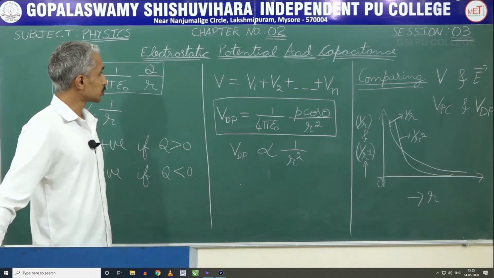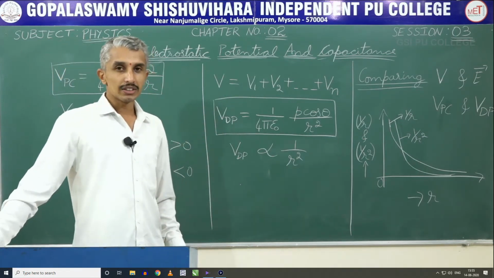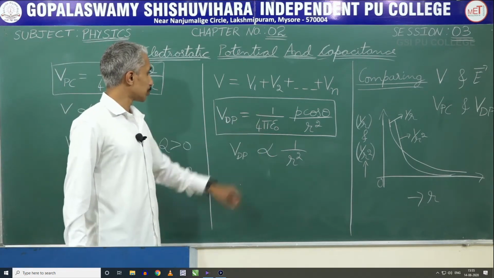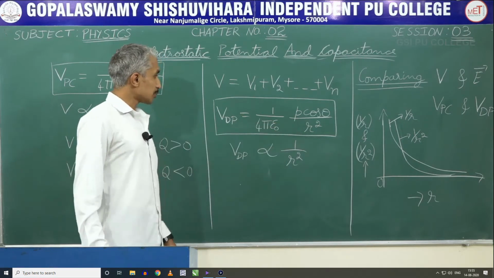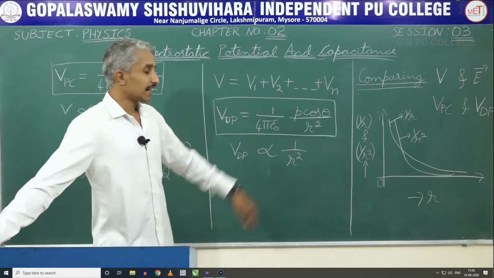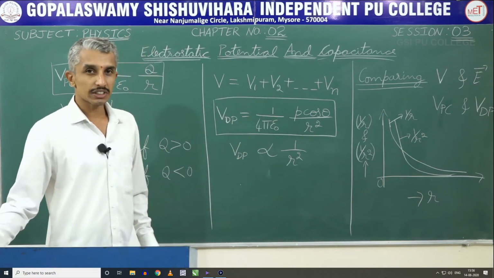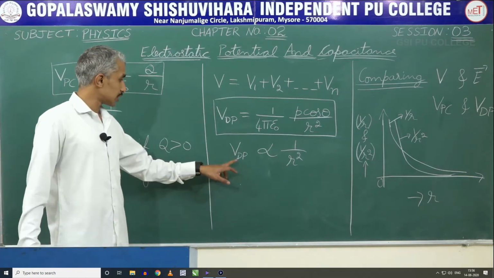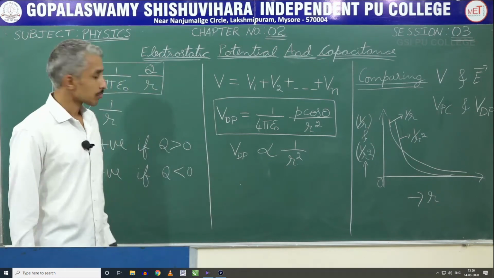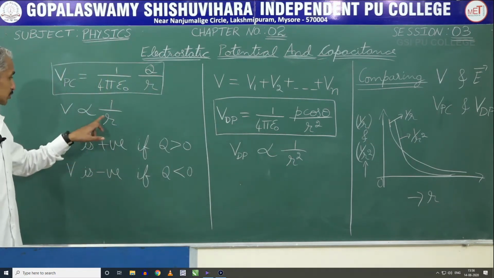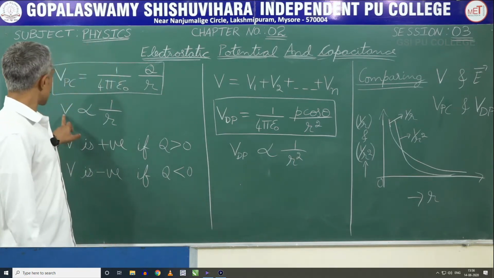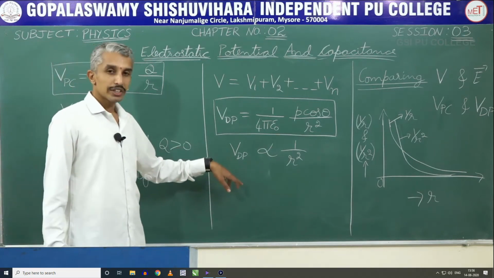Using the principle of superposition, we have derived the potential at a point due to a dipole. The expression is 1 by 4 pi epsilon naught into p cos theta by r square, where p is the dipole moment and theta is the angle between the dipole moment and the radius vector. Here we see that the potential due to a dipole is inversely proportional to r square, whereas the potential due to a point charge is inversely proportional to r. So at the end we had compared the potential due to a point charge and the potential due to a dipole.